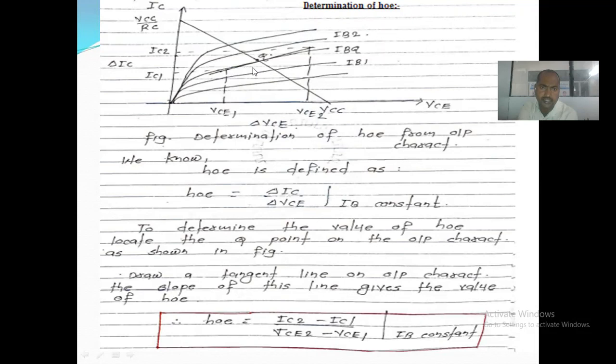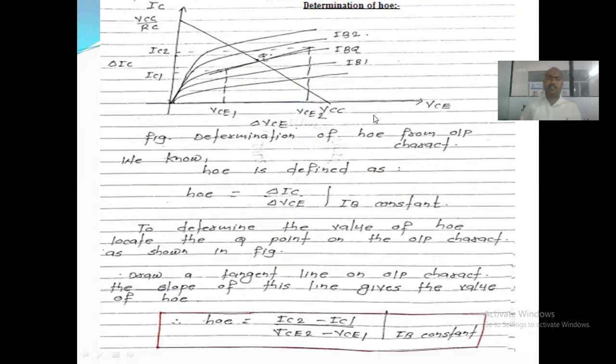If it goes further, the line does not come, it came only up to here, right? So this point was taken. When we have to calculate the output admittance, we require delta IC divided by delta VC. So delta IC is IC2 minus IC1, divided by the two voltage points, that is VC2 minus VC1. We have taken this IB as a constant.